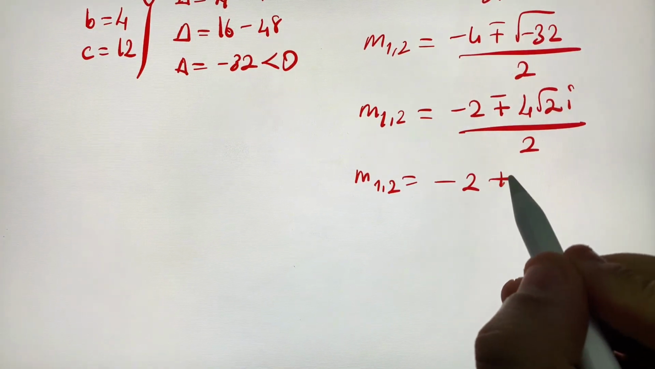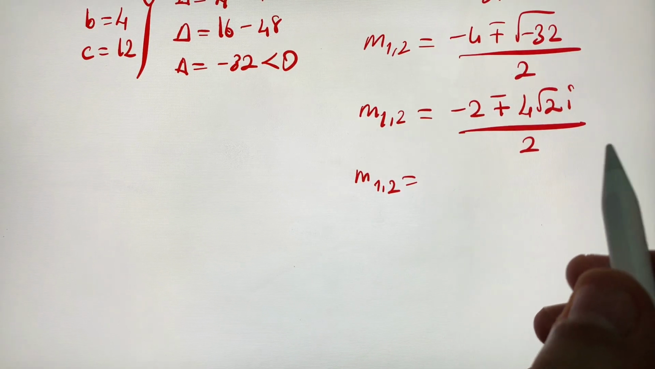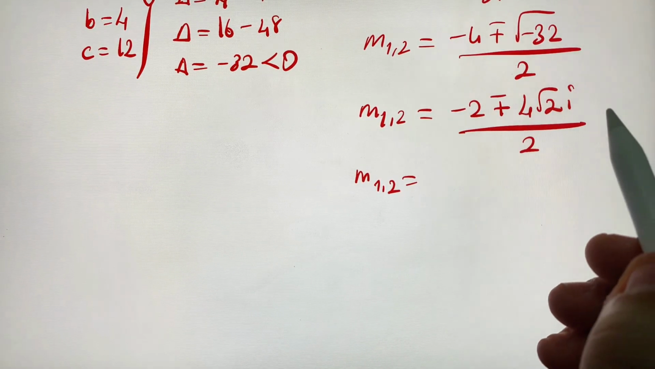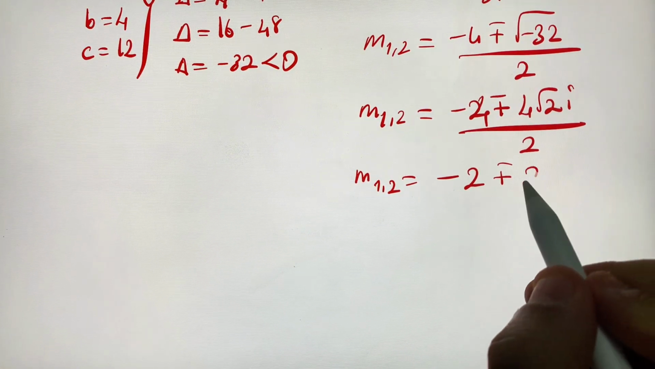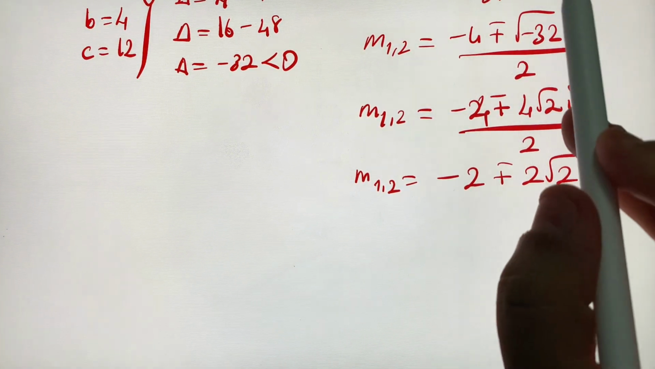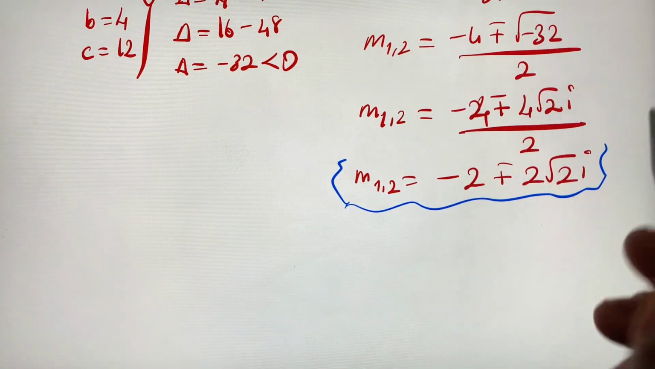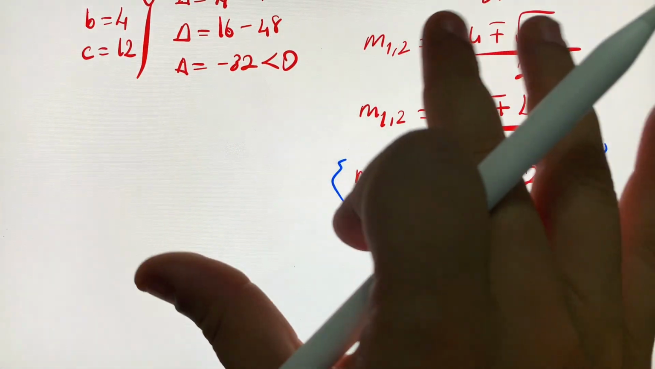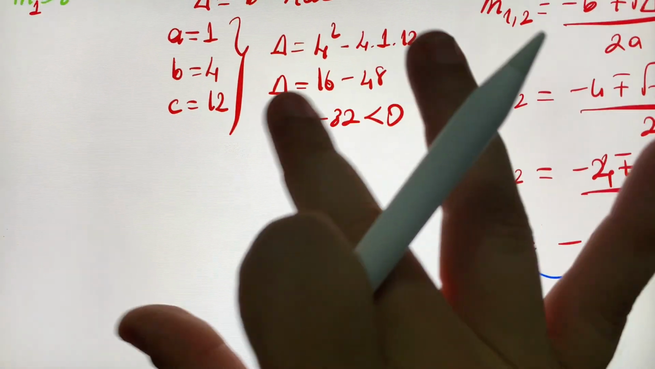Let's simplify with 2. I think I wrote this by simplifying. Yes, there will be a 4. Minus 2 plus or minus 2 root 2 i, I arrived. Look, this is what we found. What a number, guys. It is a complex number. In this case, there will be no real solution here, so only the other equation provides a solution.